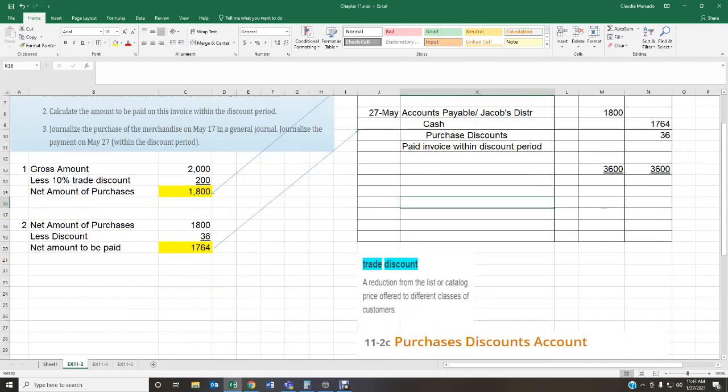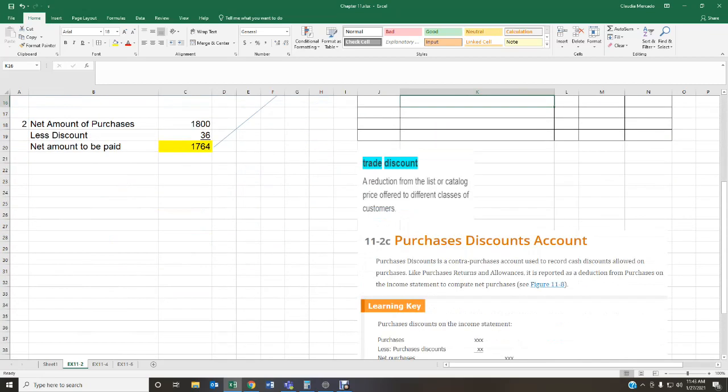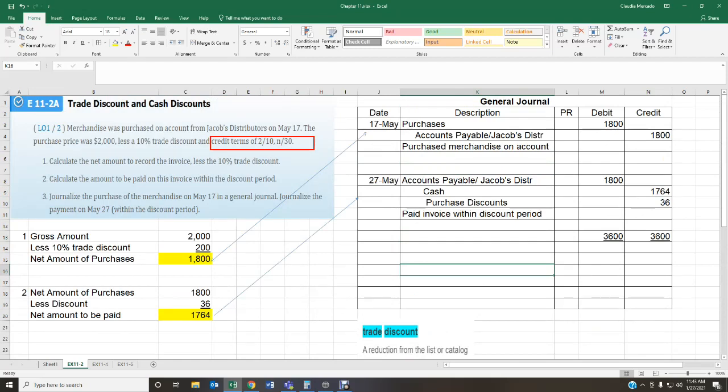So that is basically it for this exercise. It exposes us to the trade discount and to the purchase discounts, and we journalized those specific entries, both the purchase of the merchandise as well as the payment of whatever we owed. So that is basically it for exercise 11-2.